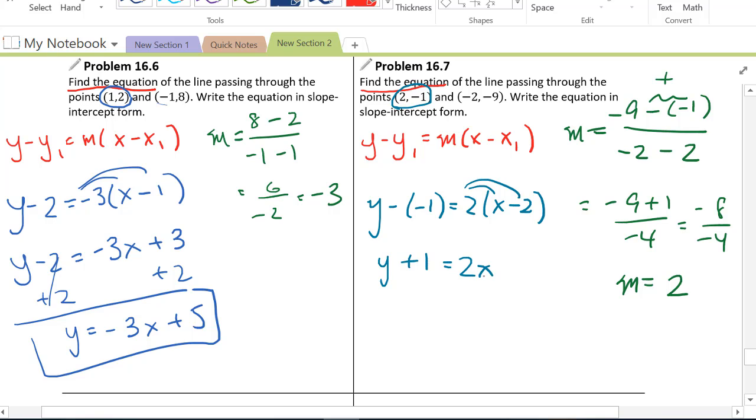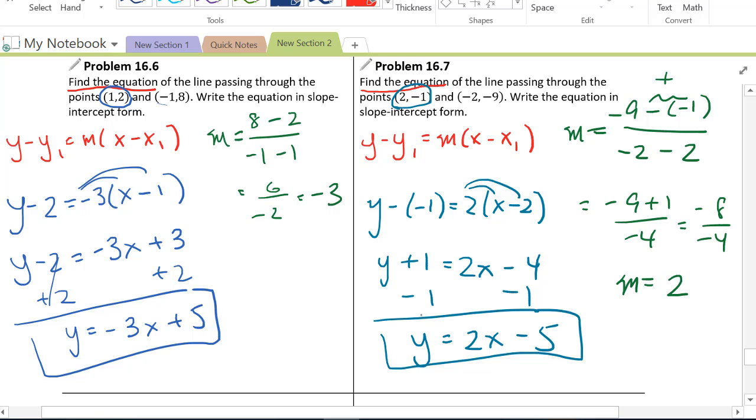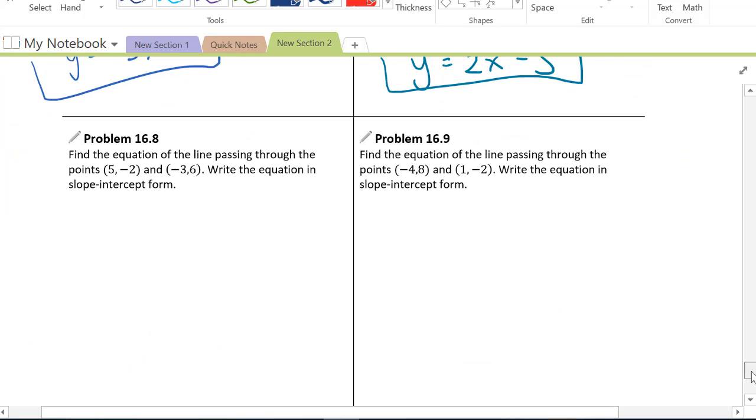So we're going to get 2x minus 4, minus 1 to both sides, right? Solving the equation, y is equal to 2x minus 5. Okay, that's our equation. All right, let's do the last two.